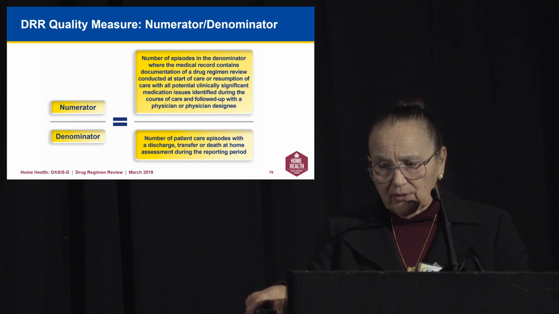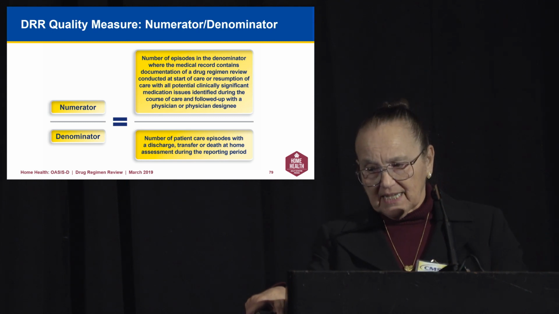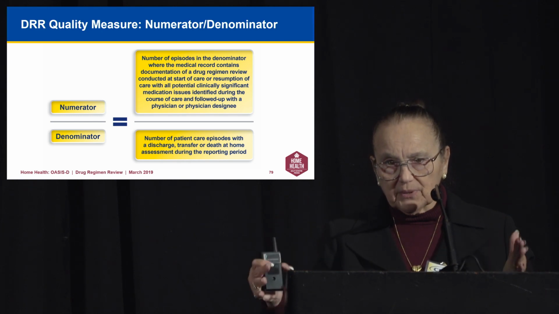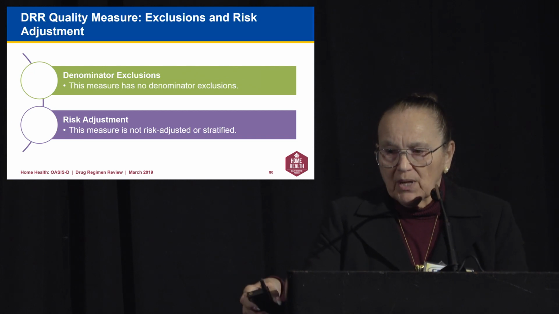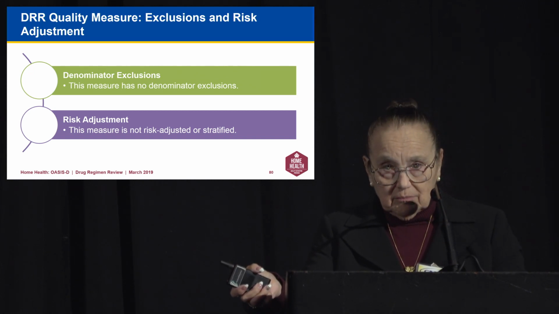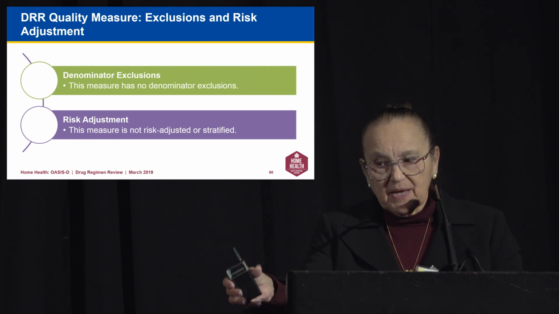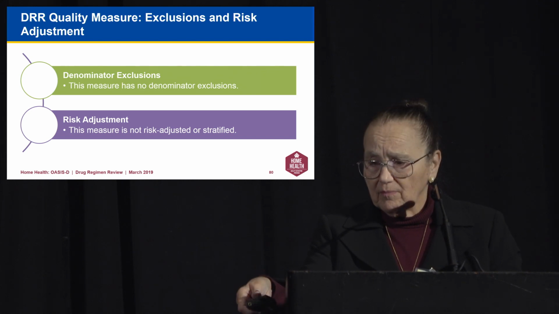Your denominator is the number of patient care episodes with a discharge, transfer, or death at home assessment during the reporting period, so that you are looking at a complete quality episode. What is excluded from the denominator? Nothing. All completed episodes go in here. This measure is not risk-adjusted or stratified.